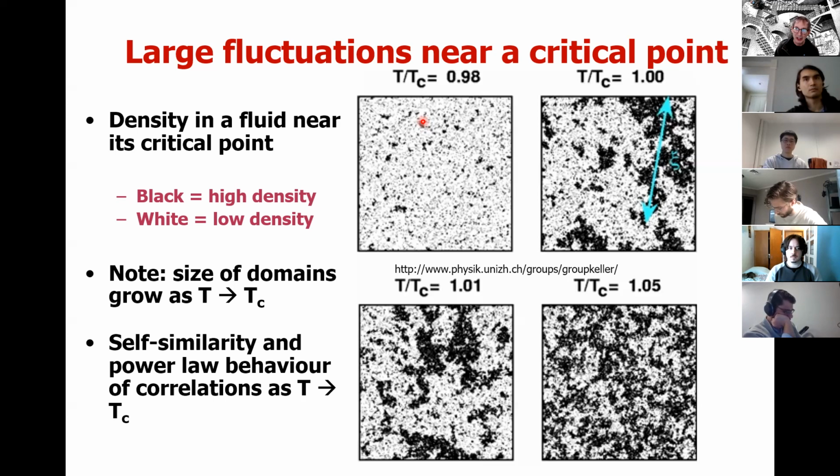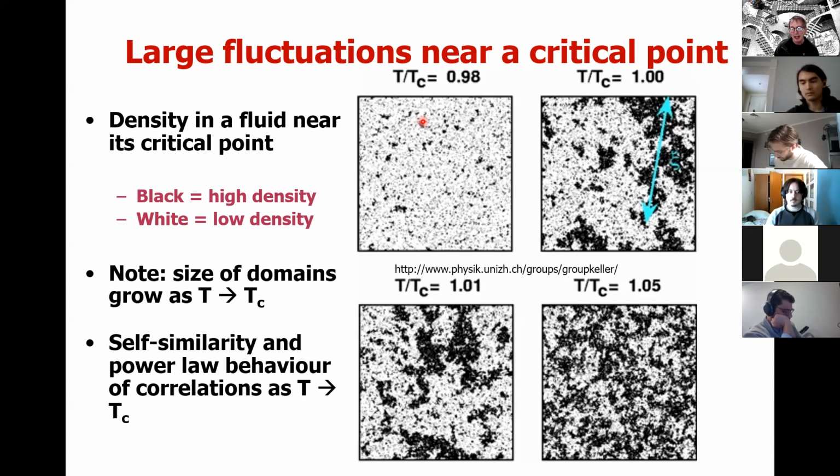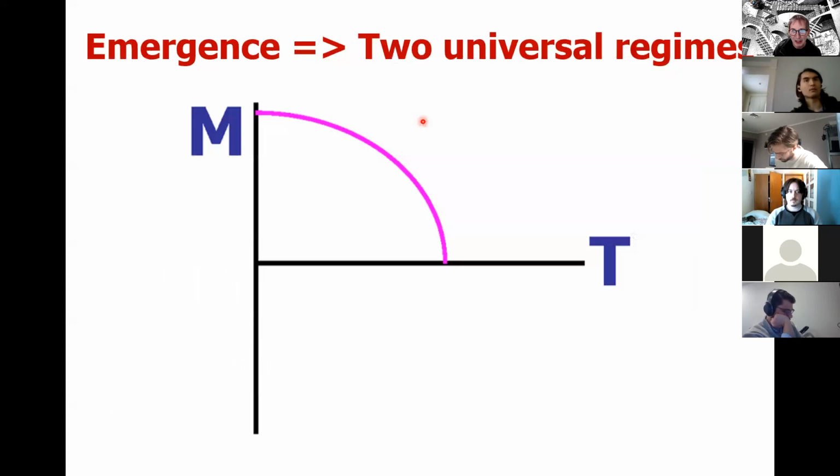And so what that means is that you expect that correlations decay exponentially when you are away from a critical point and decay as a power law at the critical point. Now, there's a lot of extra things to say about that, but I don't want to go into that in this particular course, at least not right now.